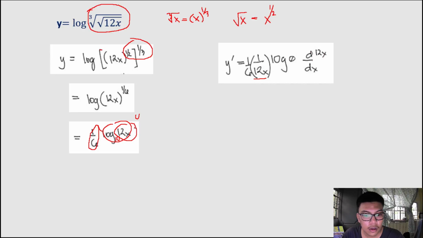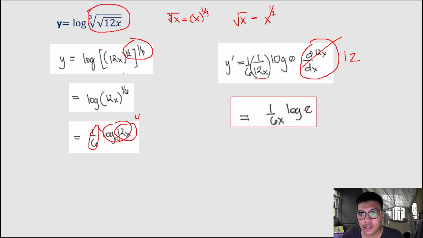So, dito, times derivative of u tayo, no? So, we have derivative of 12x. So, ang derivative ng 12x ay 12. So, we have 1/6x log e. So, paano nangyari? So, meron tayong 12 dito. Meron kang i-multiply na 12. So, meron ka rin 12 sa ilalim. Kaya maka-cancel siya. Ang matitira lang ay 6 tsaka x. So, we have 1/6x log e. So, yun yung derivative, ano?